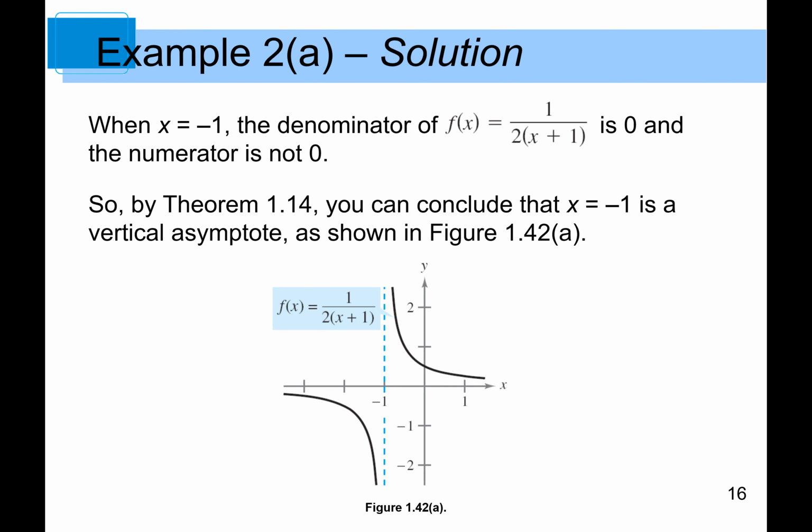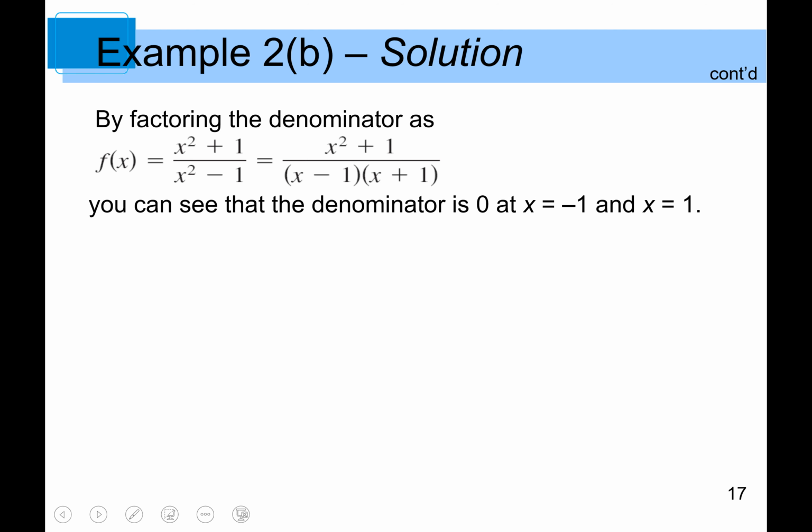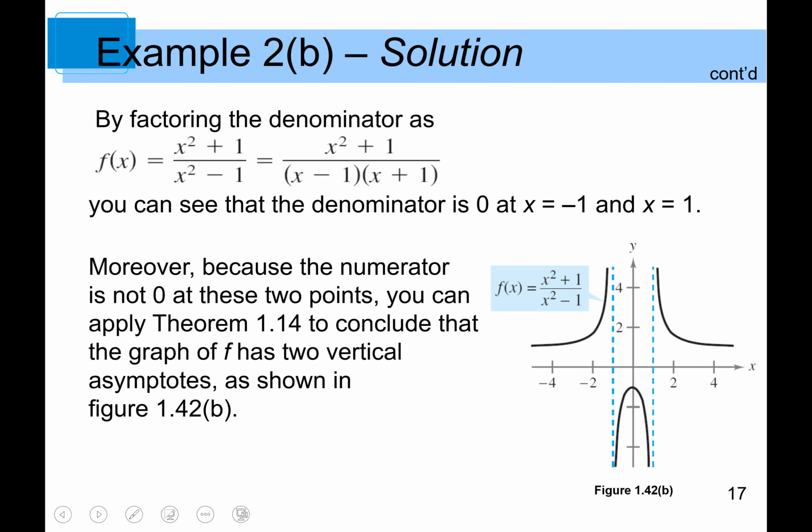In this case, when x equals -1, the denominator of f of x is 0, and the numerator is not 0. So by Theorem 1.14, you can conclude that x equals -1 is a vertical asymptote. Okay, this is our vertical asymptote. And by factoring the denominator, you can see that the denominator is 0 at x equals -1 and at x equals 1. So x equals -1, and this is x equals 1. They are both vertical asymptotes.